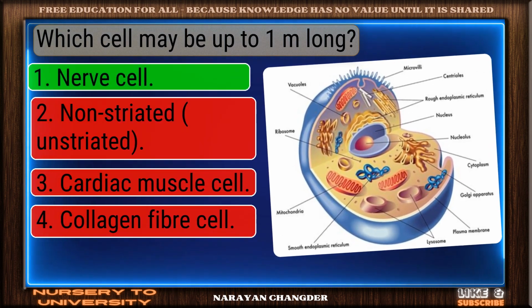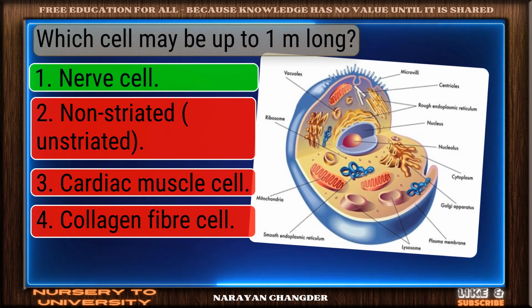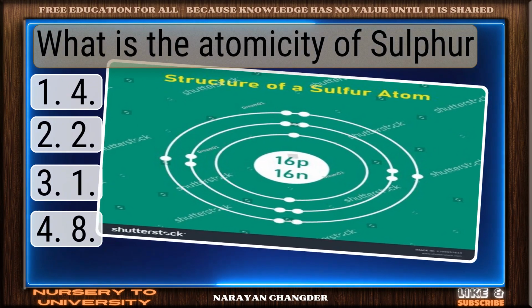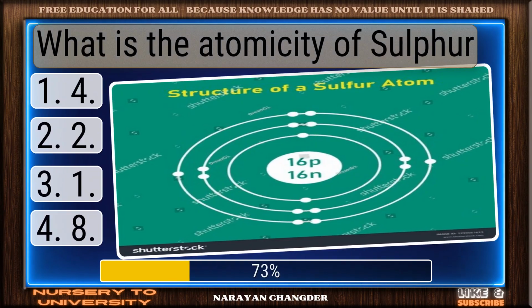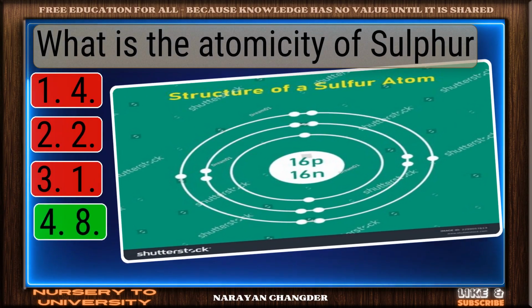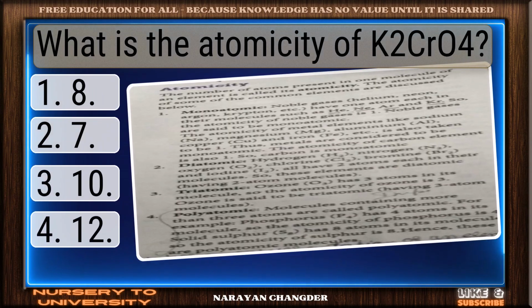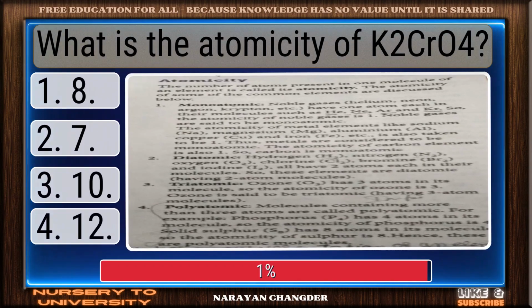Smart move. Nerve cell is an accurate answer. Question number 229. What is the atomicity of sulfur? Smart pick. 8 is the correct choice. Question number 230. What is the atomicity of K2Cr2O7?